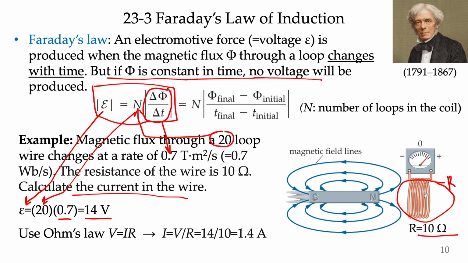If you want to find the current in the wire, you would use Ohm's law. Now we know the voltage, we know the resistance, so you can easily calculate the current, which will be 1.4 amperes.